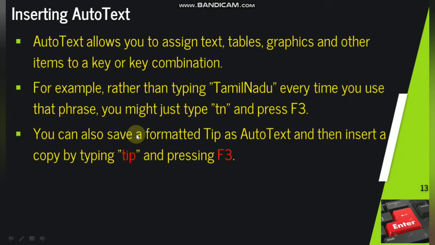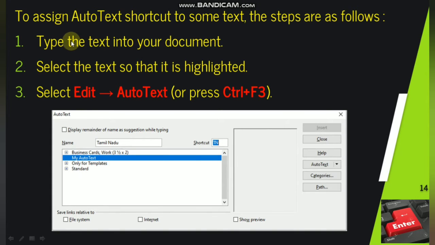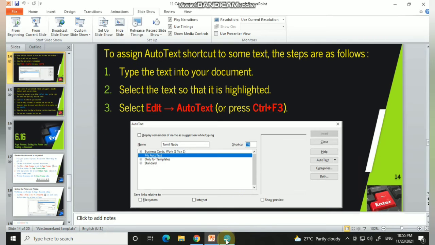Okay, so you can also save a formatted tip as auto text and then insert a copy by typing tip and pressing F3. So we will see it with an example. Before that, we will see the steps for how to add the text in the auto text dialog box. First we should type the text into our document, select the text so that it is highlighted, select Edit, Auto Text, or press Ctrl F3. Okay, so we will see step by step.